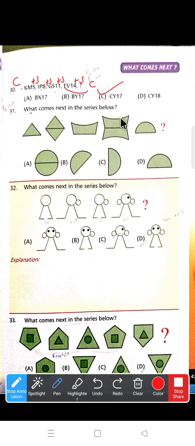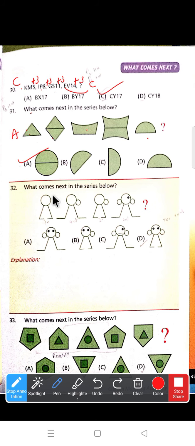What comes next in the series below? Here they have given half triangle. Again one more triangle they have taken and they closed it. It is like a curved figure. Again they have double figure, single figure, double figure, same, single repetition should come. So option A is the correct one.